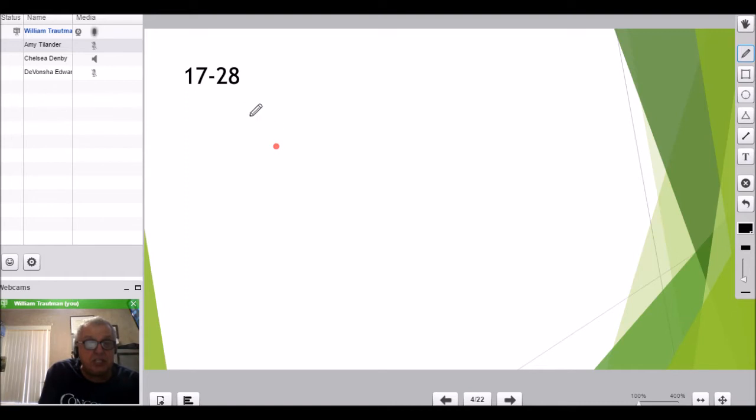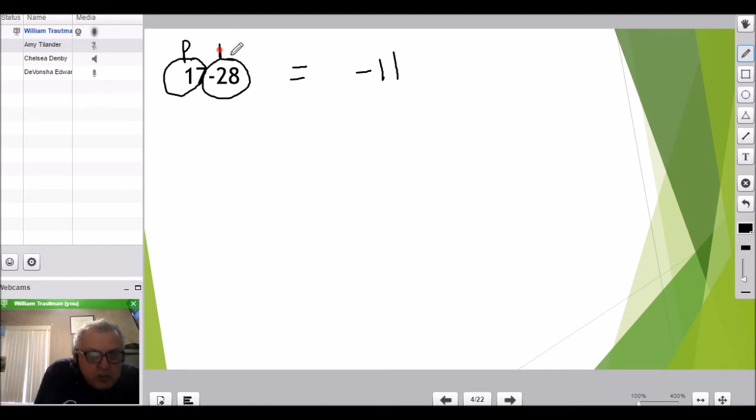Can somebody tell me what 17 minus 28 equals? Type it in, say it, yell it. Negative 11. Some people will actually put positive 11. So just be careful. If you're unsure about numbers with signs, especially when you're subtracting a higher number than a lower number, this is a positive 17, this is a negative 28. When you have two numbers with different signs, you always subtract. 28 minus 17 is 11, and then you use the sign of the larger number, so the answer is negative.